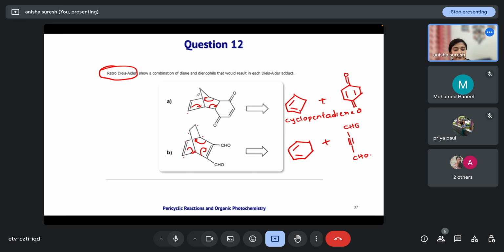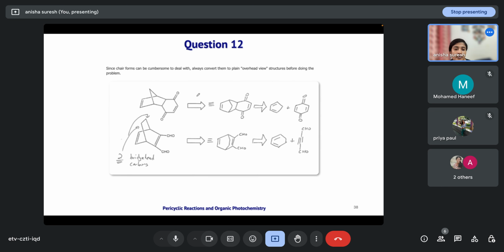Okay. So these are the final products. This can be drawn like this for easy understanding, and if we push arrows in this fashion, it will give these two starting materials. Similarly, here only one bridgehead carbon is there. In this case, two bridgehead carbons are there. So if we draw it in this fashion, it will give these as the starting materials.